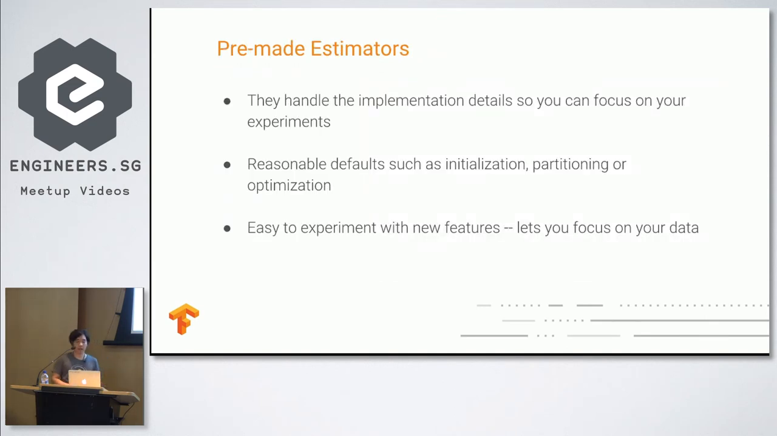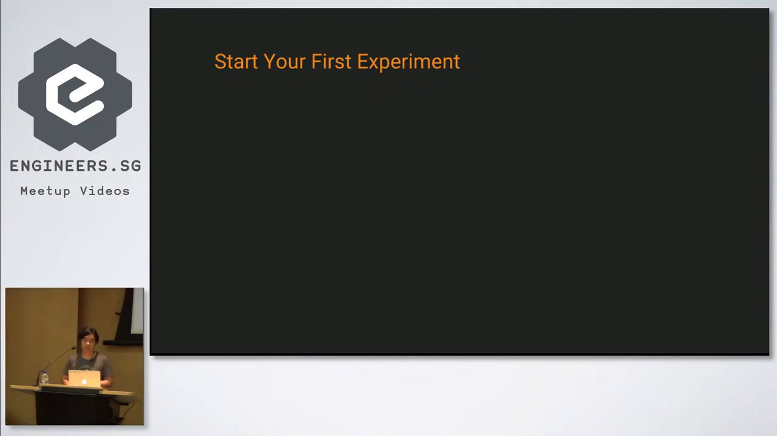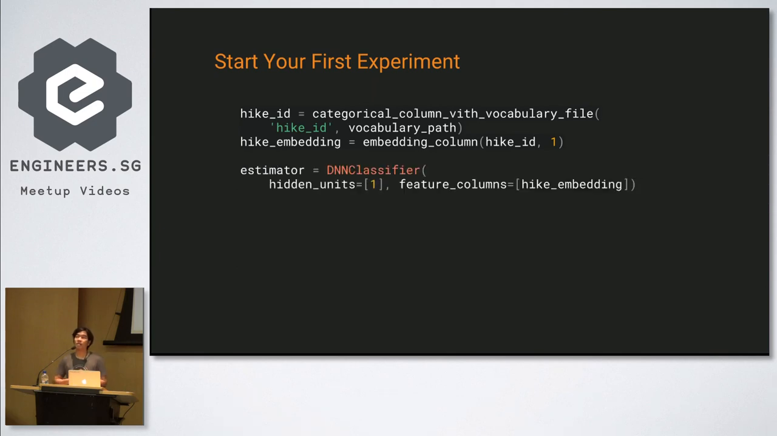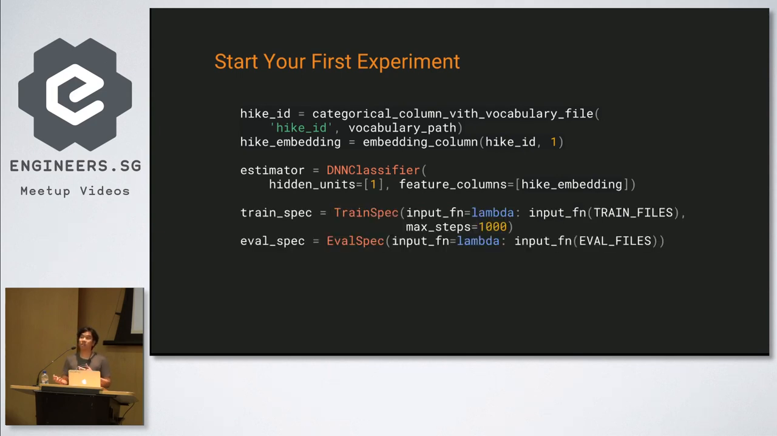So let's start with a very simple case. Let's say you just use one feature, which is hike ID. This is not going to be personalized at all, but let's start simple. You use hike ID, and what you have to specify is what you're going to do with it. Here I say do the embedding, and this is something called a feature column. I will talk about it in a second. Then you instantiate your DNNClassifier, specify how many hidden layers and hidden units you want, put the feature column into it, specify your training input and your evaluation input, and then you can train using the train and evaluate methods. And that's it, only a couple of lines, and you can train your first model.